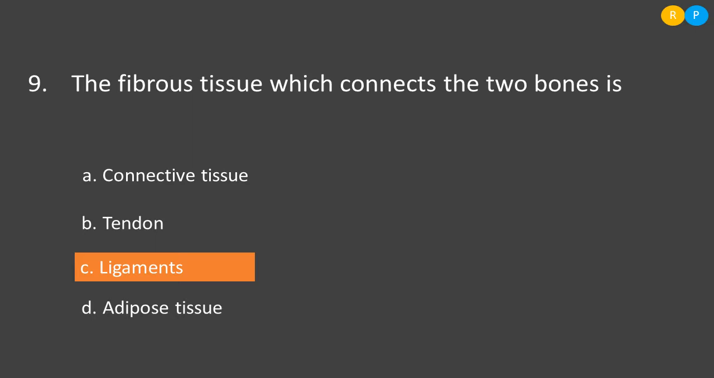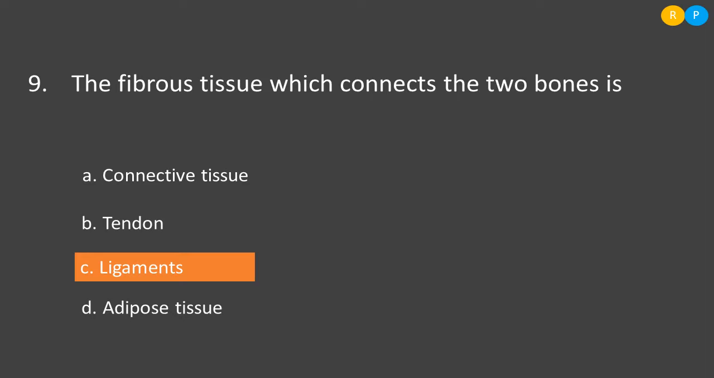Option A, connective tissue. The function of connective tissue is usually to connect tissue to organ and organ with organ. That means in our body different organs and different tissues will be connected with the help of connective tissue. Then option B, tendon. Tendon is also a kind of connective tissue. Its function is to connect muscle with the bone. Then option C, ligament. Ligament is also a kind of connective tissue. Its function is to connect one bone with the adjacent bone.